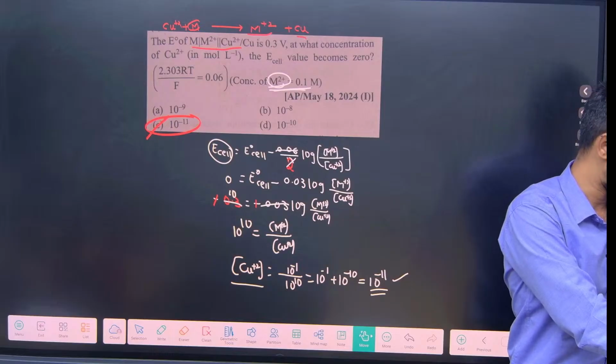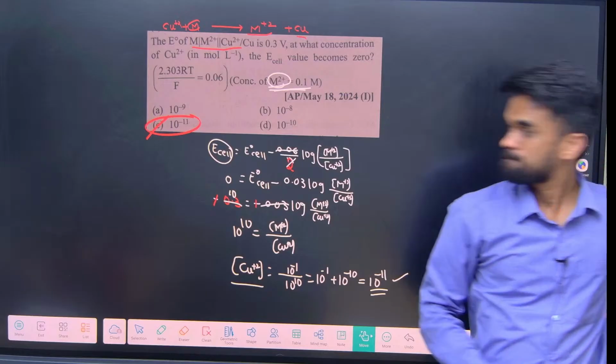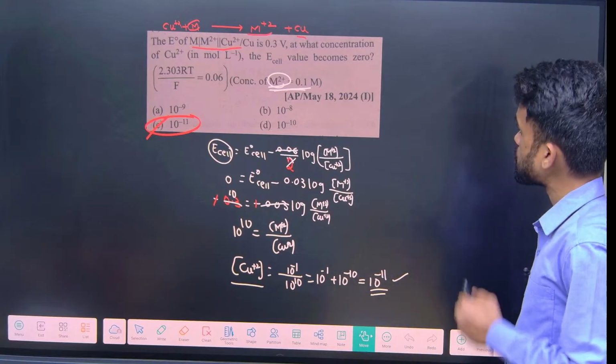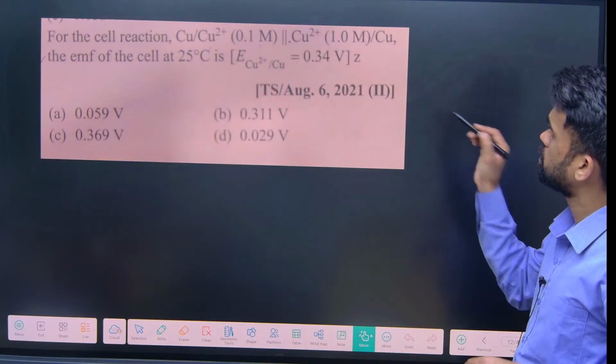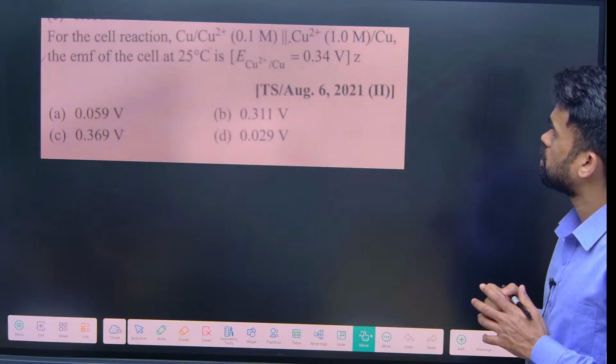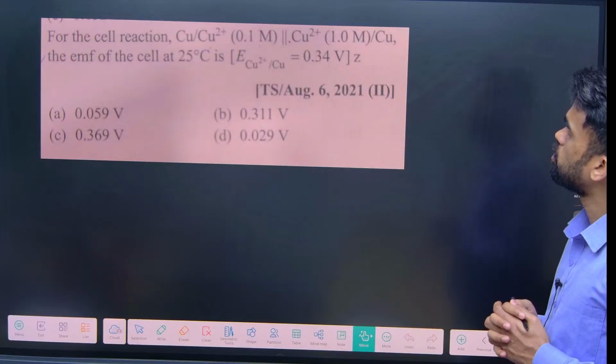Yeah, let's move forward. Look at this question. For the cell reaction, the EMF of the cell is. How can you do this?